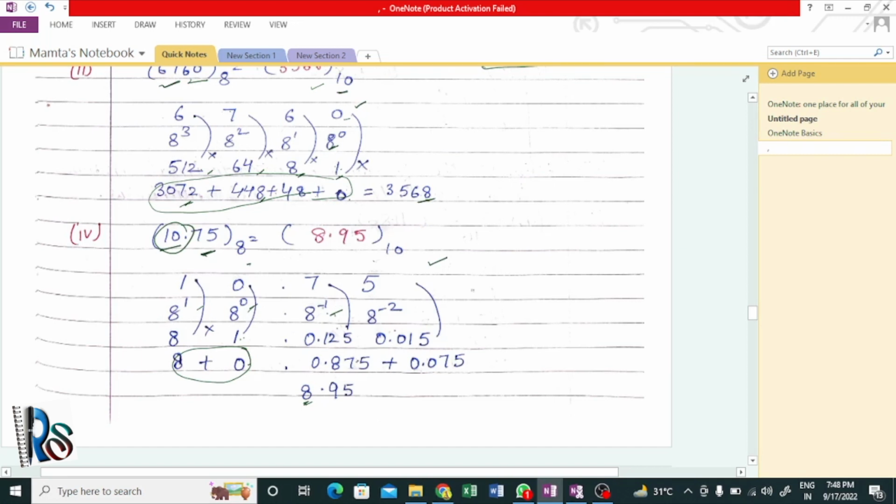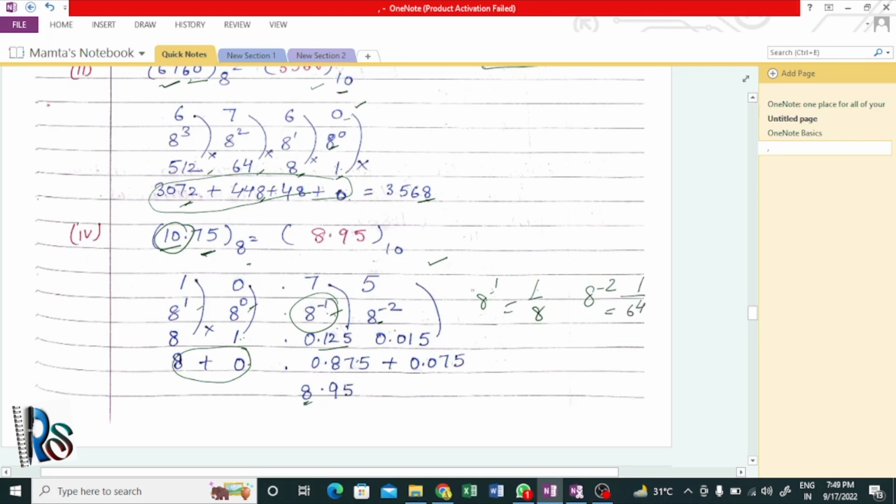Earlier it is 8 minus 1, then for the next position it will be 8 minus 2. And if we calculate 8 power minus 1, what does it mean? It means 1 by 8. And if we divide it, what number do we get? 0.125. And if we solve 8 raised to the power minus 2, it means 1 by 64.